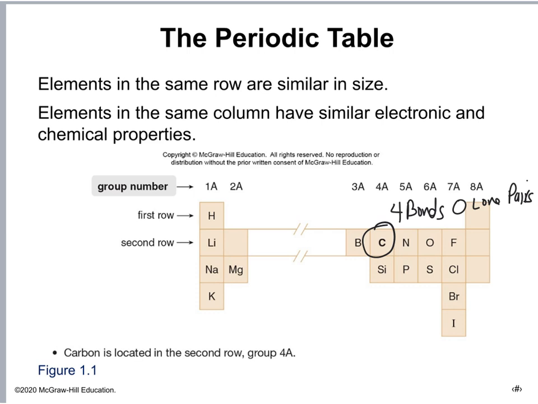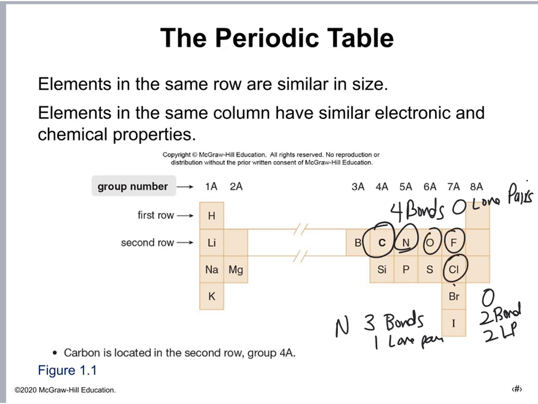We're also going to be talking about nitrogen. Nitrogen likes 3 bonds and 1 lone pair. Oxygen typically forms 2 bonds and 2 lone pairs, just say lone pair, LP. And then fluorine, chlorine, bromine, and iodine for those Lewis structures like 1 covalent bond and 3 lone pairs. You'll want to get used to drawing these molecules fairly quickly.